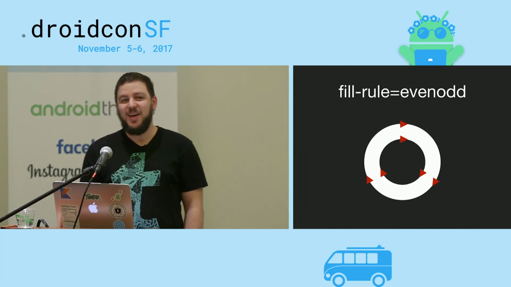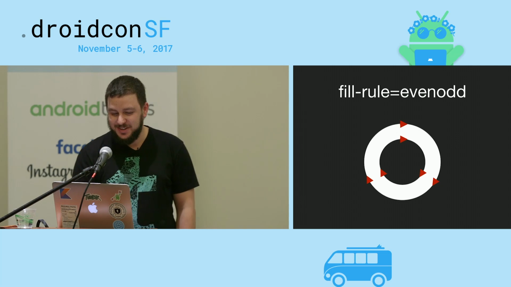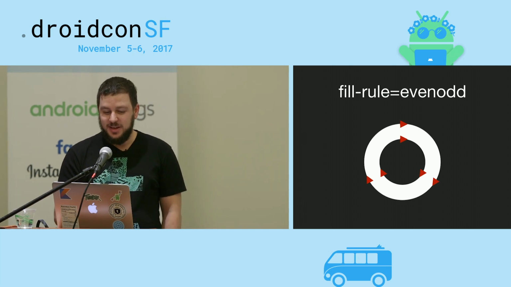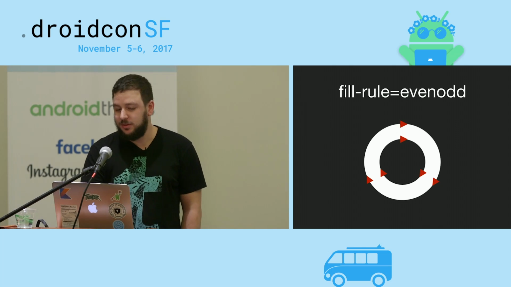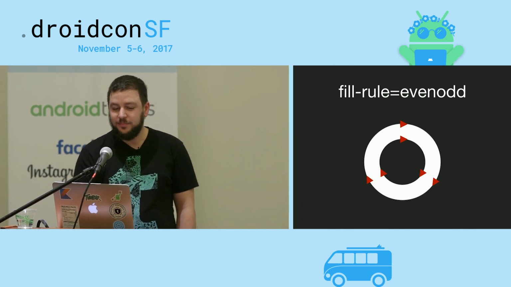All right, I have a real solution. Two, actually. We'll start with the hard one. You'll need to convert the even-odd fill rule to a non-zero fill rule. But before you can do that, let's understand what those rules are.